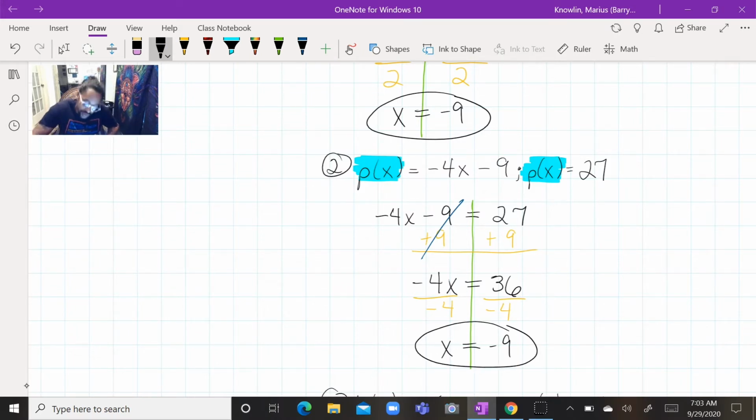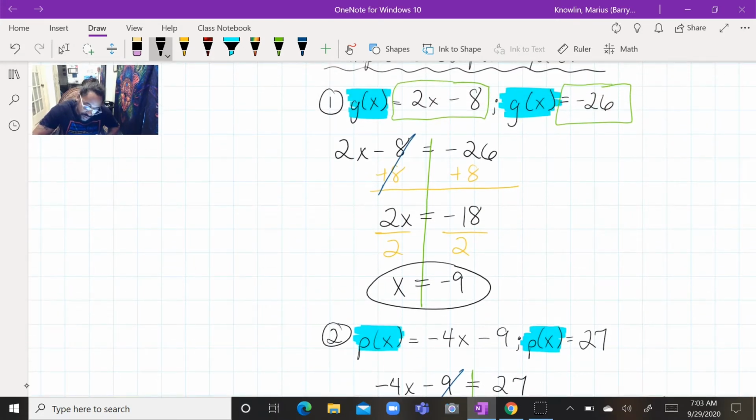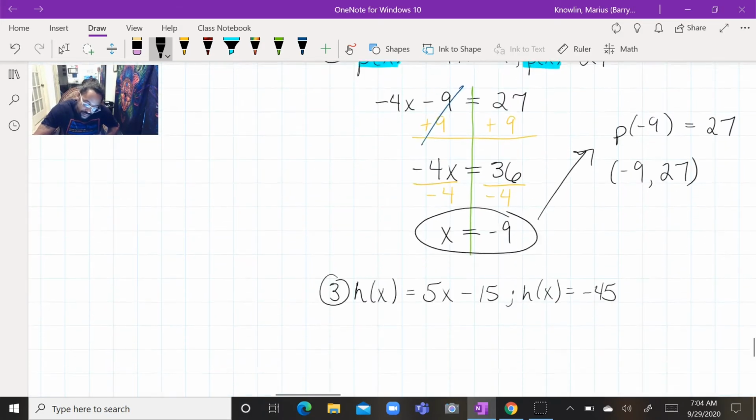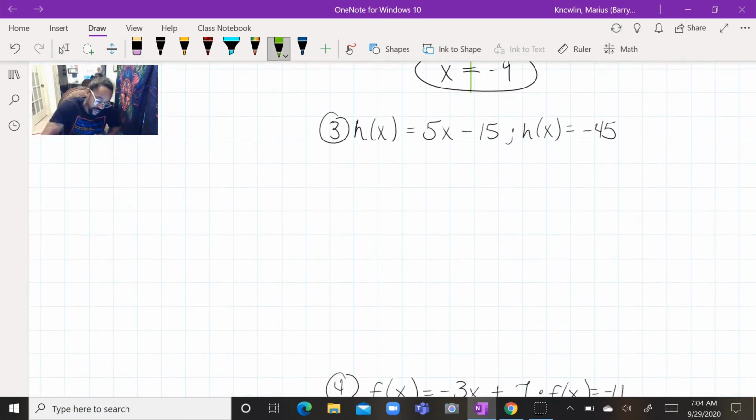Now, a way that you might see the answer displayed is p of negative 9 equals positive 27. So another way, our ordered pair would be negative 9, 27: when x is negative 9, y is 27. Even when we go back up here to number 1, remember we could write this as g of negative 9 equals negative 26. Or we could write our ordered pair: when x equals negative 9, y equals negative 26. Okay? Alright, let's go ahead and take a look at number 3.